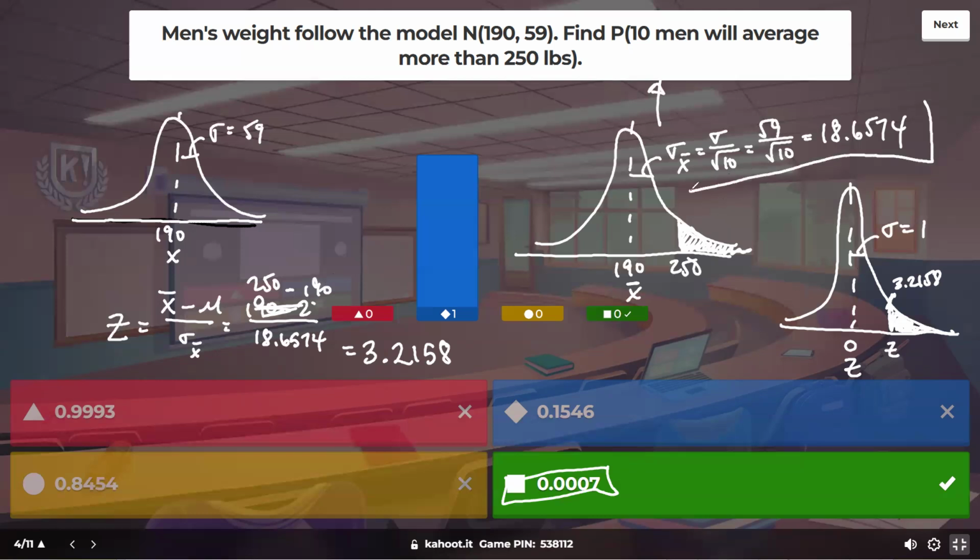Standard error. So we calculated that first. What was the second thing we had to calculate? The z. And then what was the third thing we had to calculate? The spreadsheet value, the area to the right of z. And how did we know that it was to the right of z, not to the left? Just from these two words here, more than.